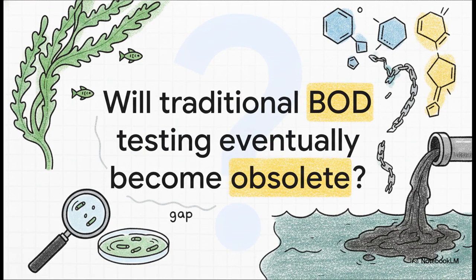We've seen today how absolutely vital BOD and COD are for protecting our ecosystems and enforcing environmental laws. But it does leave us with a pretty fascinating dilemma. As modern manufacturing creates more complex synthetic chemicals and forever plastics that bacteria simply can't digest, the gap between what biological tests can see and what is actually in the water is widening. So I'll leave you with this to ponder. In a future dominated by advanced, non-biodegradable synthetic chemicals, will traditional 5-day BOD testing eventually become obsolete?